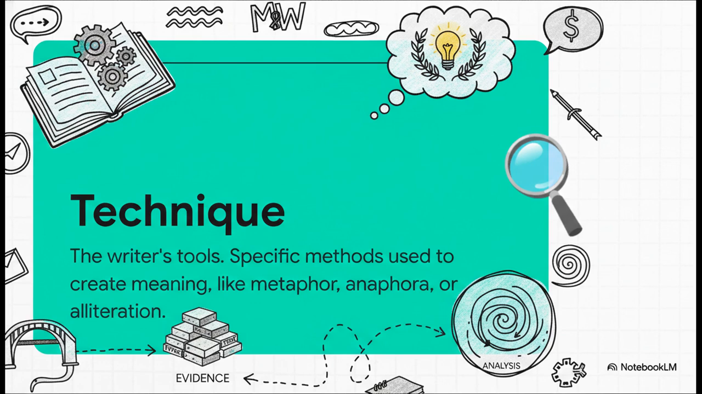Step 3 is technique. You can think of these as the writer's tools. They're a little bag of tricks for creating meaning. We're talking about things like metaphors, specific word choices, like a powerful adjective, or even the structure, like anaphora. Naming the technique is the bridge that gets you from just stating evidence to actually analyzing it.